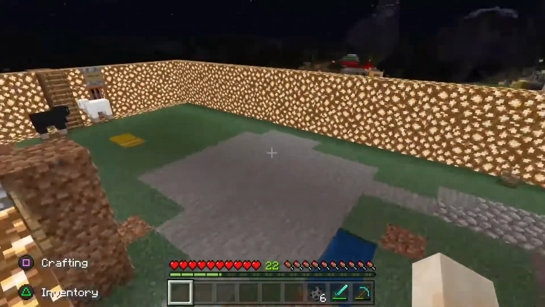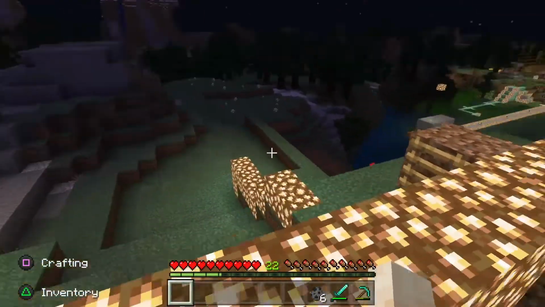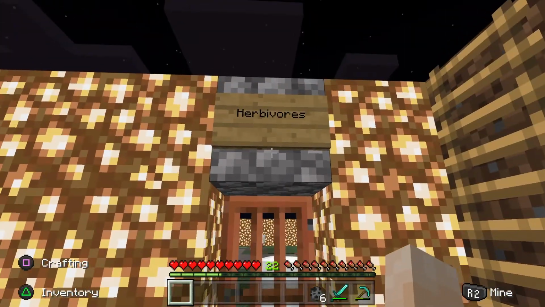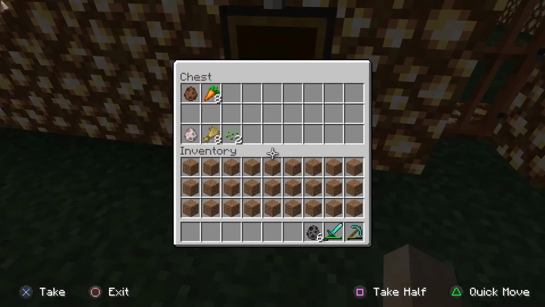In my biome, I have herbivores, omnivores, and a predator. Now I'm going to show you my food chain. A herbivore is an animal that eats only plants. In this chest, I have the food that my herbivores eat. The rabbits eat carrots. The sheep eat wheat and grass.